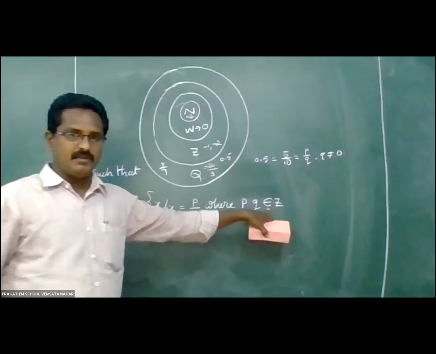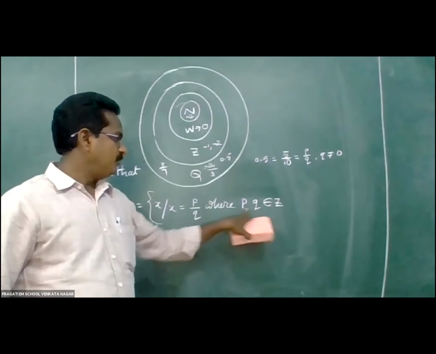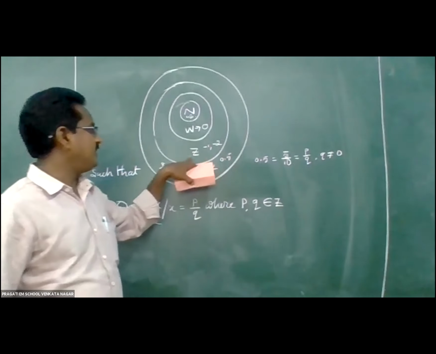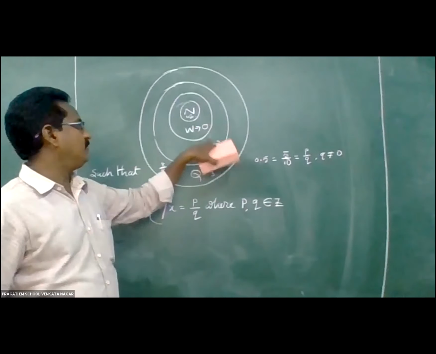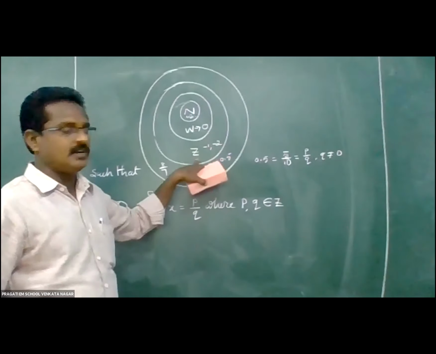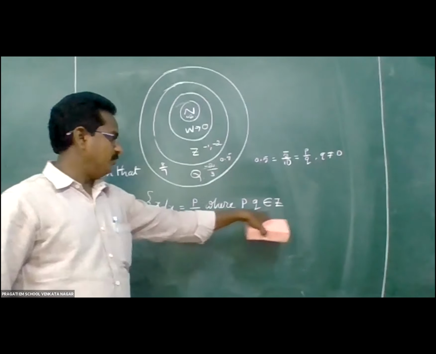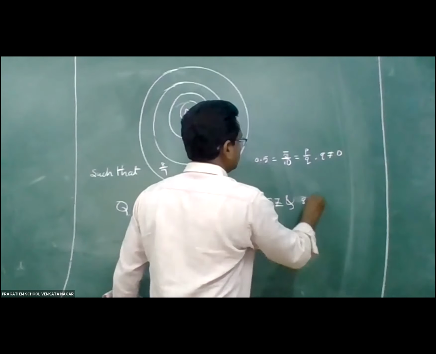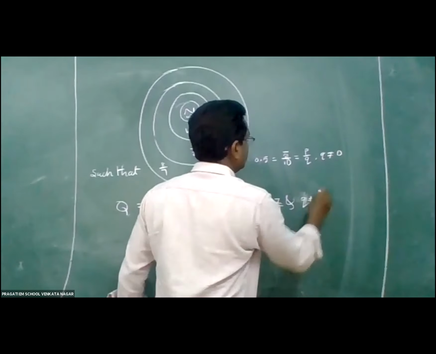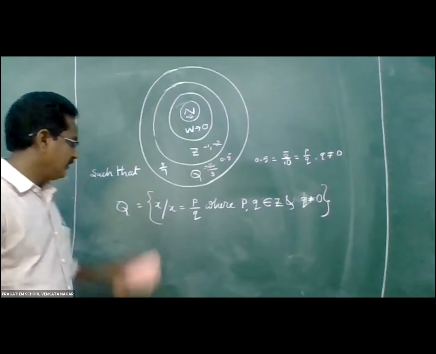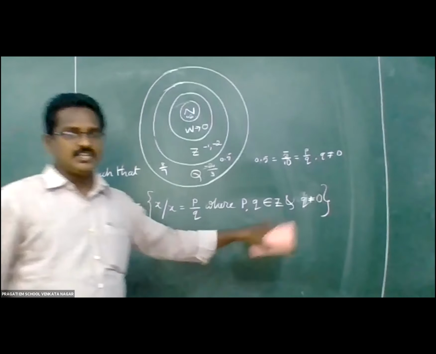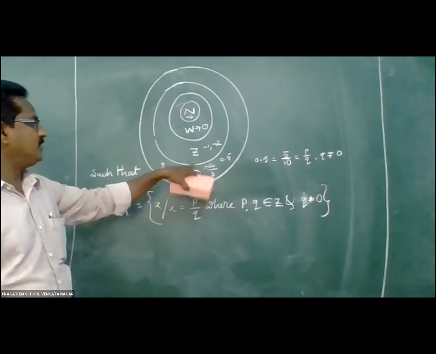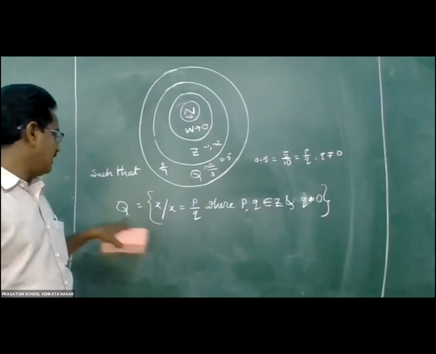Yesterday I explained this symbol, belongs to, means p and q can be taken from the set Z. Z means the set of integers: natural numbers, whole numbers, and negative numbers, all together are called integers. So p, q belong to Z, and q not equal to 0. This is the set builder form of the set of rational numbers. Yes, children, just write this: natural numbers, whole numbers, integers, and rational numbers. And write this also.